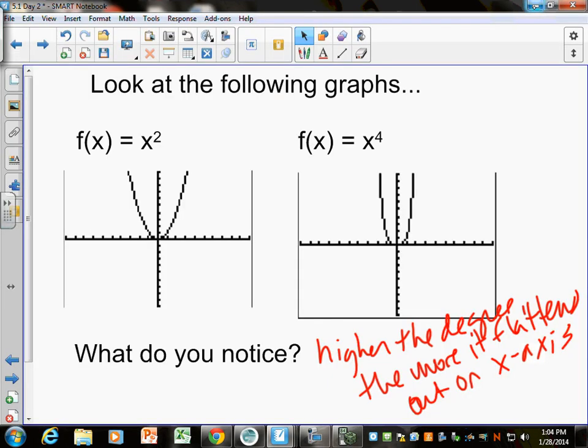So this is called multiplicity. Multiplicity is when your graph is going to kind of flatten out, or sometimes we call that double roots.